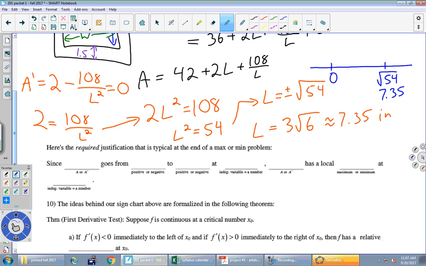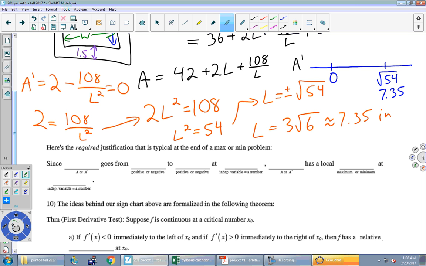Okay, so we've got our number line here, and now we are going to do a sign test. The thing we're going to do is take the intervals that we've cut this number line into and plug them into the derivative function. The previous problem, we plugged into the original function. Here, we're plugging into the derivative. So I'm going to call this A prime. That's the label on the number line. So let's pick a number between 0 and 7.35.